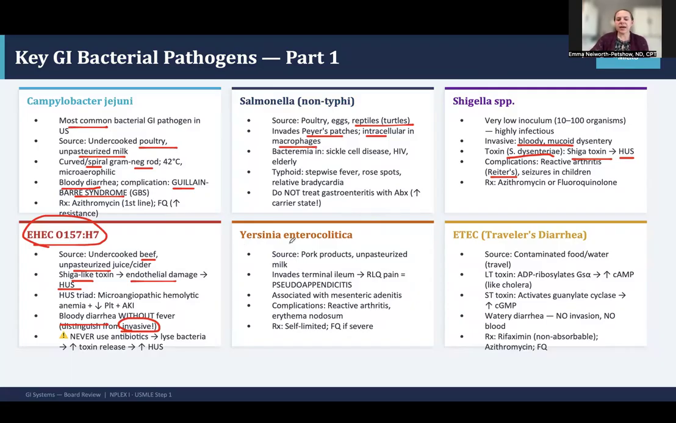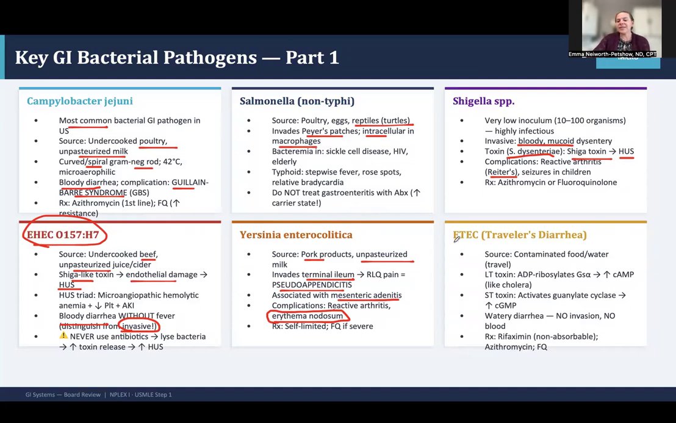Yersinia enterocolitica. This is often seen in pork products or unpasteurized milk. It invades into the terminal ileum and causes right lower quadrant pain. It looks like an appendicitis, it's a pseudoappendicitis. You'll associate it with mesenteric adenitis, and it can also give you a reactive arthritis or an erythema nodosum, the painful circular red circles or deep purple circles on the shins or lower legs.